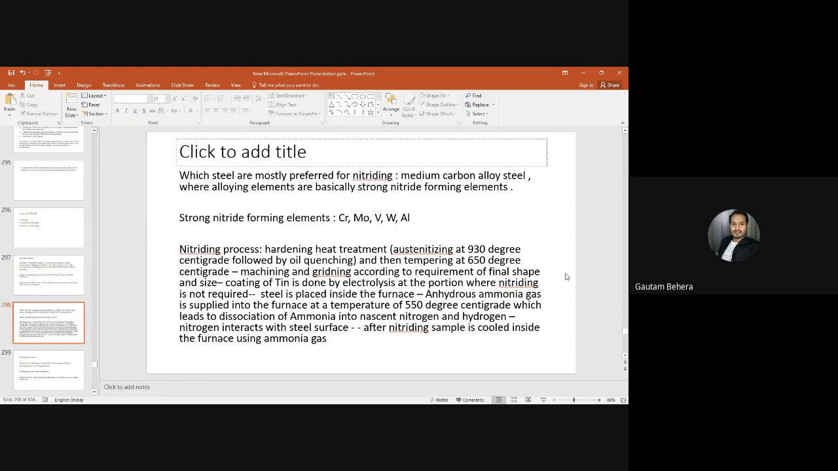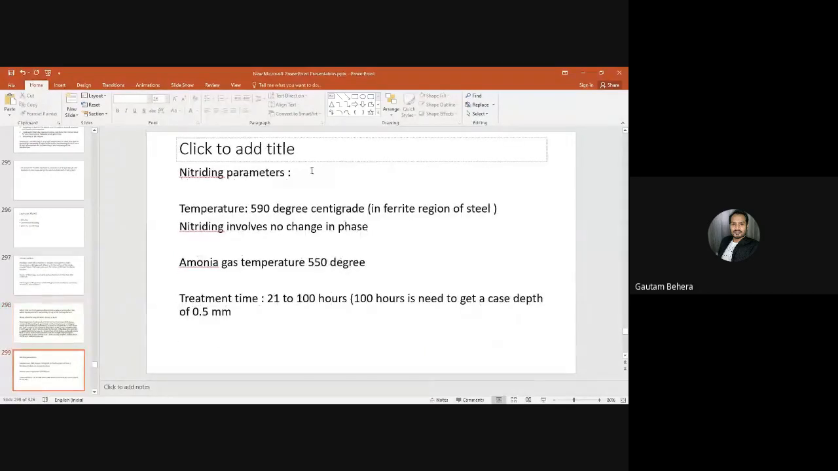That means you understand it is below the austenitizing temperature. So there will be no phase transformation involved here. And finally, after nitriding is over, the steel will be cooled inside the furnace by supplying this ammonia gas only. Fine. So what are the parameters? You can see the nitriding temperature is 590 degrees centigrade, which is in the ferrite region of the steel. Here there will be no phase transformation involved.